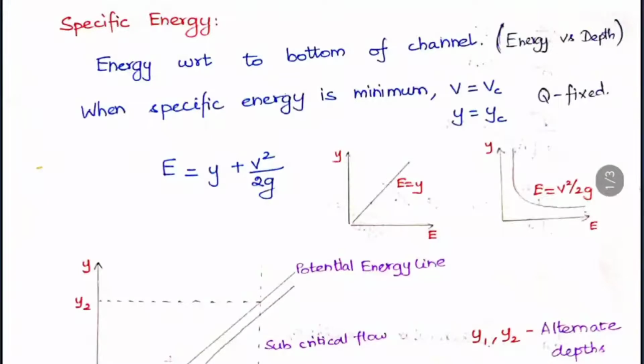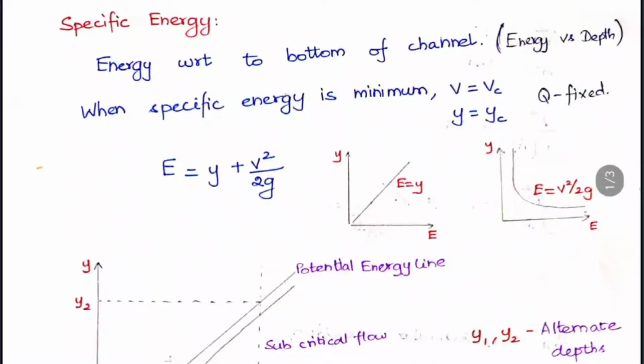Here, when specific energy is minimum, the velocity of that flow will be equal to its critical flow, and the depth is also called the critical depth. Here Q, the discharge of the flow, will be fixed, and only for a fixed discharge will the specific energy curve be plotted. If you change the discharge, the curve will change completely.